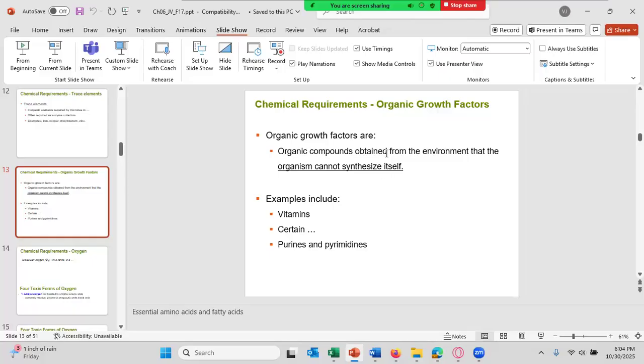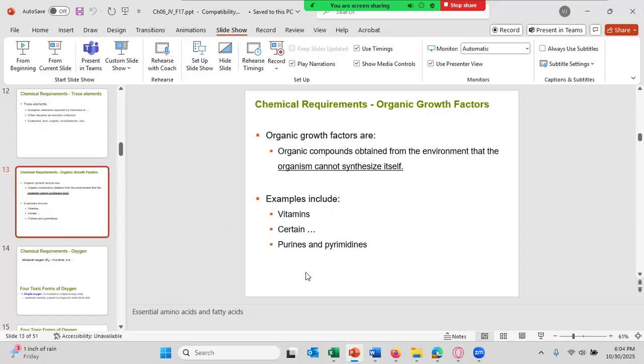Some examples of organic growth factor include vitamins, certain amino acids, we call them essential amino acids, and certain fatty acids, we call them essential fatty acids. These are molecules that we cannot build ourselves. Why they're called vitamins actually is because humans can't make them, but we require the vitamins.